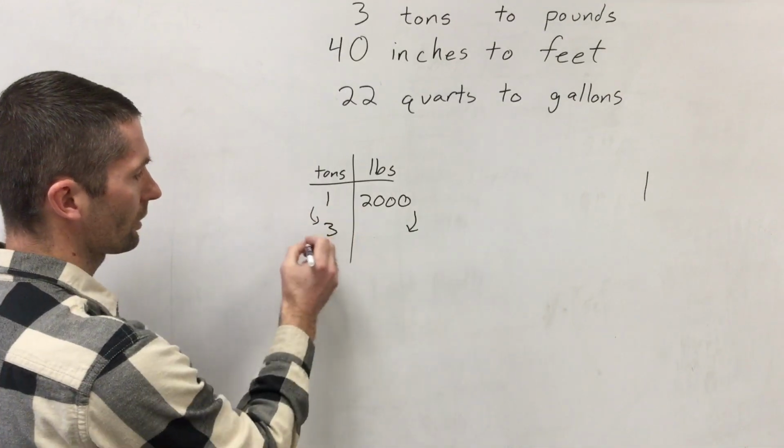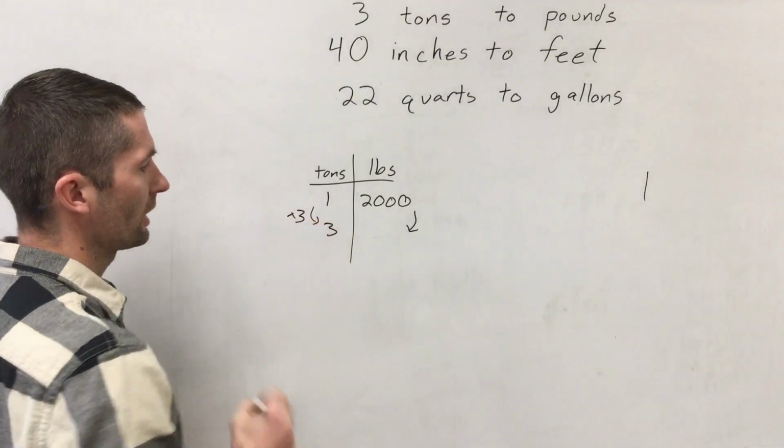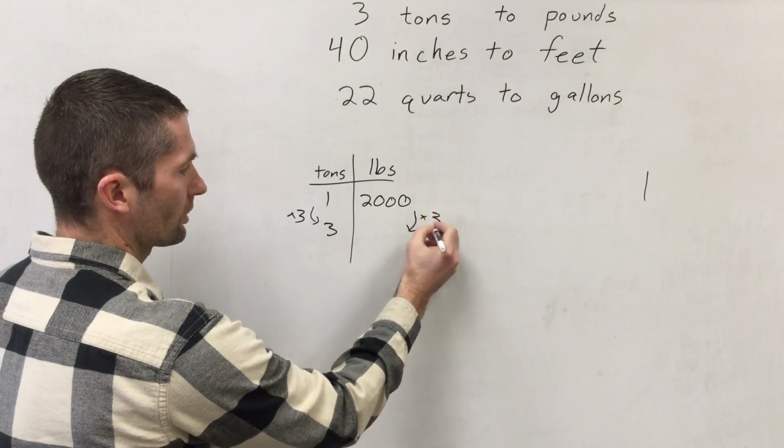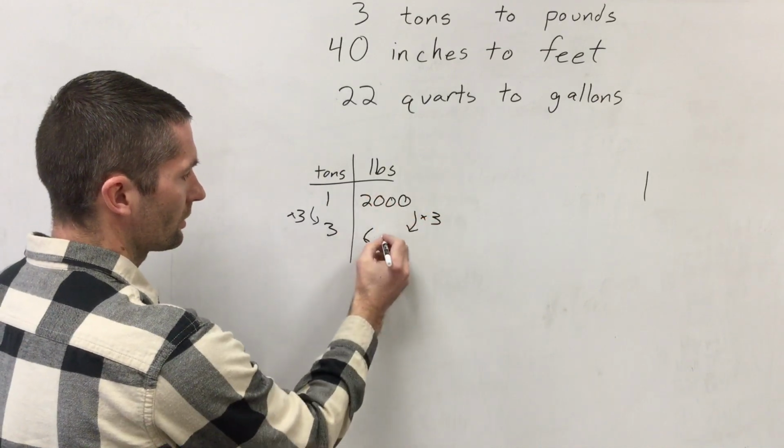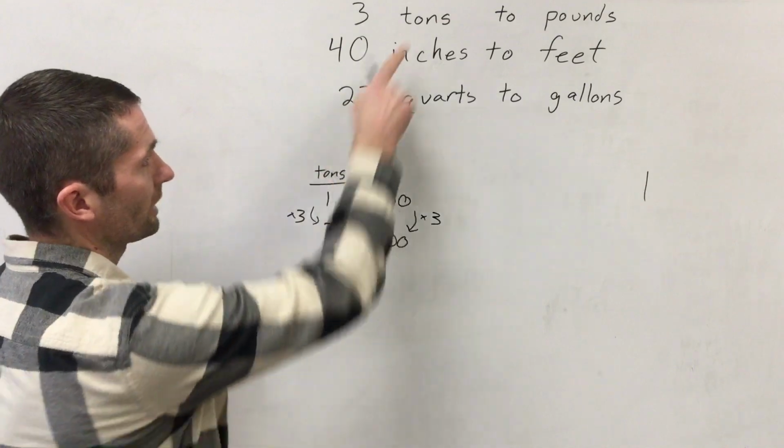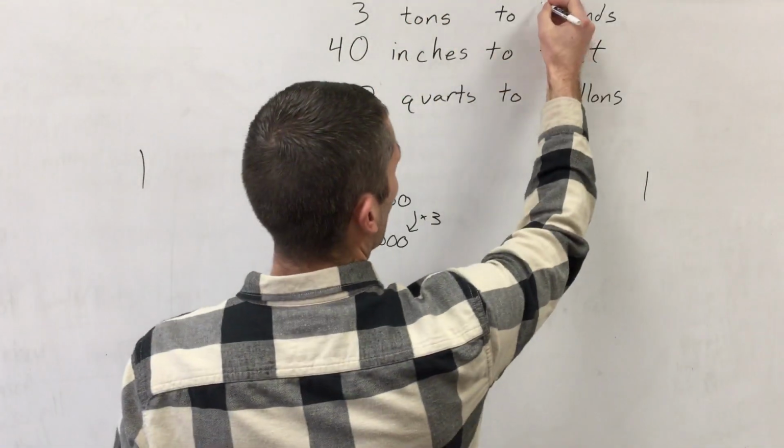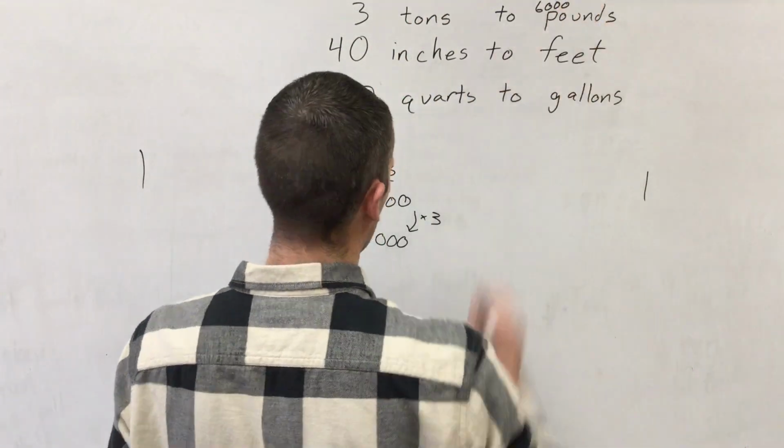So to get from 1 to 3, we're going to have a factor of times 3. So we're going to do times 3. That's 2,000 times 3, which is 6,000. So my answer to this is 3 tons is 6,000 pounds.